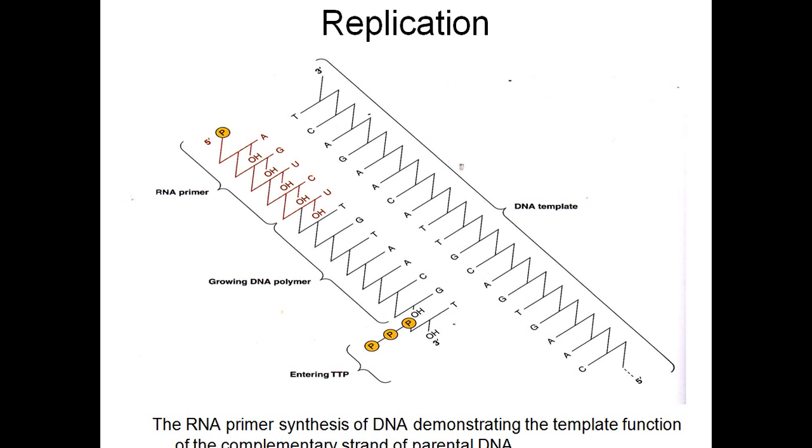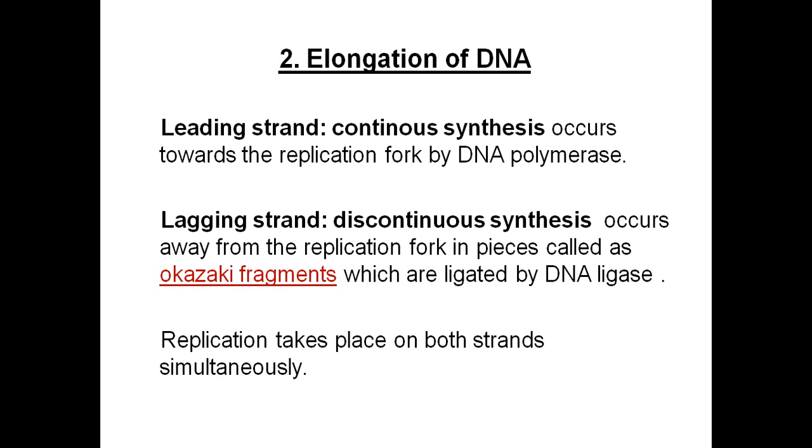Now here you see, after the short RNA primer there is an addition of nucleotides. The complementary nucleotide of A is T, of C is G, of A is T, of T is A, of T is A. G is there, so the complementary nucleotide C will come. C is there, G; A is there, T; G is there, C; T is there, A; G is there, C. Like this, the growth of the growing DNA strand takes place during the process of replication. So this takes place during the elongation process of DNA.